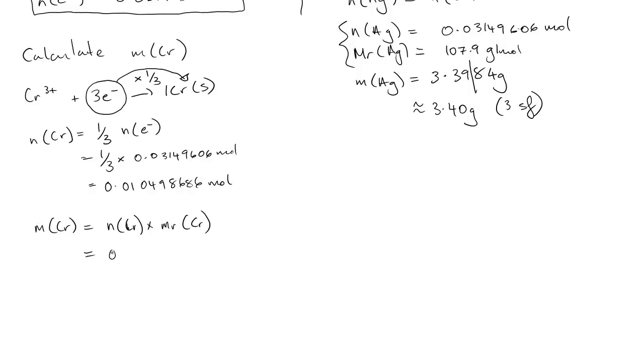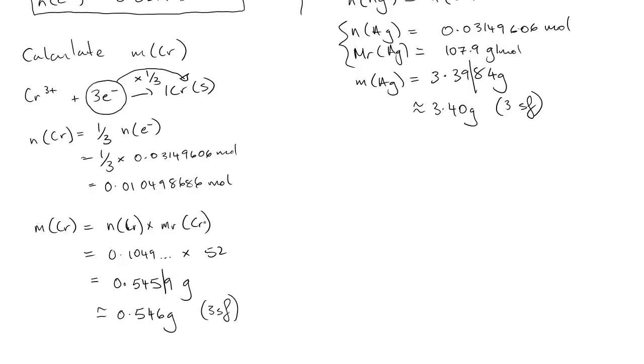Okay, so we know what the mole of chromium is. So times by 52, and we get a lot less mass deposited, 0.5459 grams, and to 3 significant figures that is approximately 0.546 grams, correct to 3 significant figures.